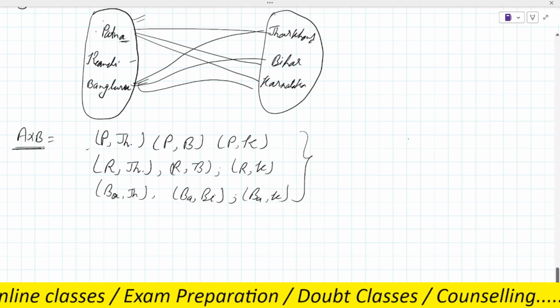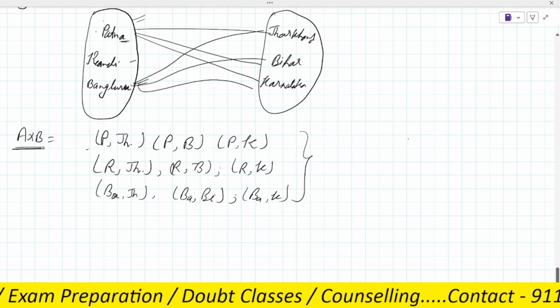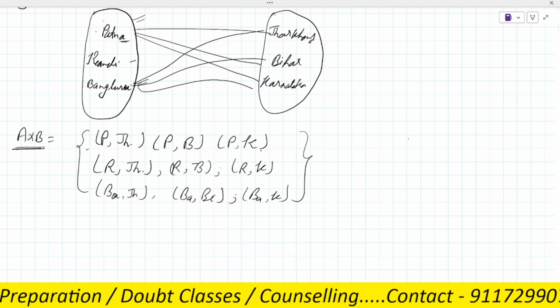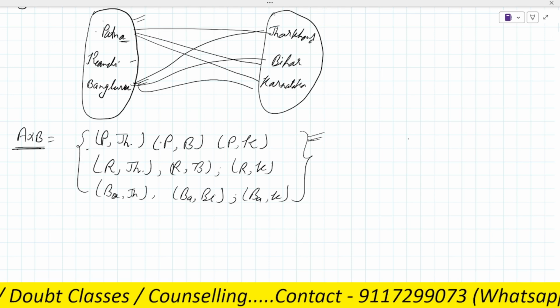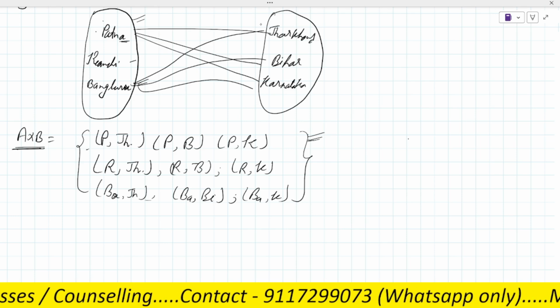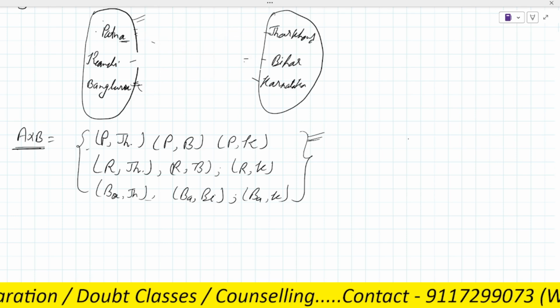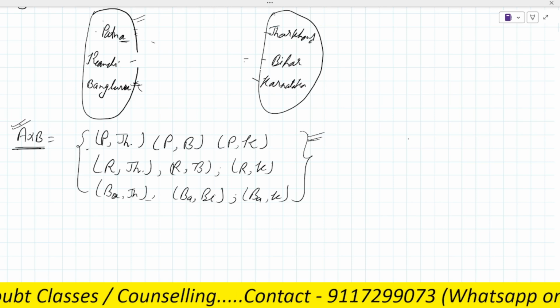Okay. So now let's see here. This was the A cross B, and these will be the elements of A cross B. Till here, any doubt? So we will get a new set which is A cross B.